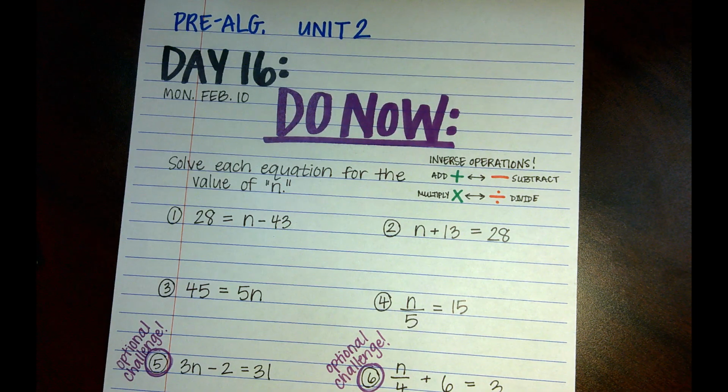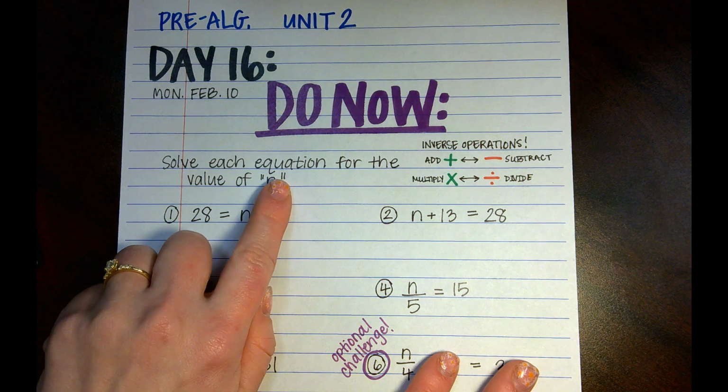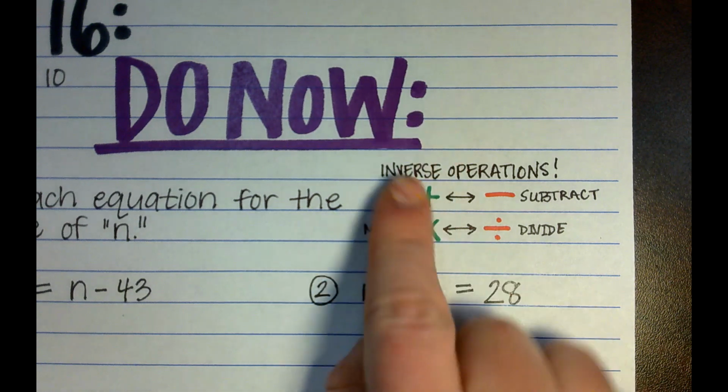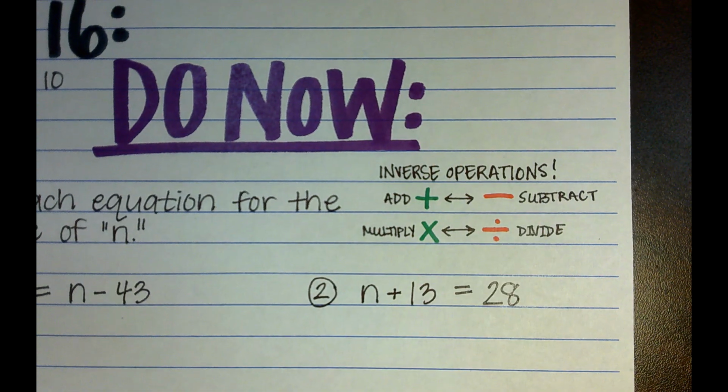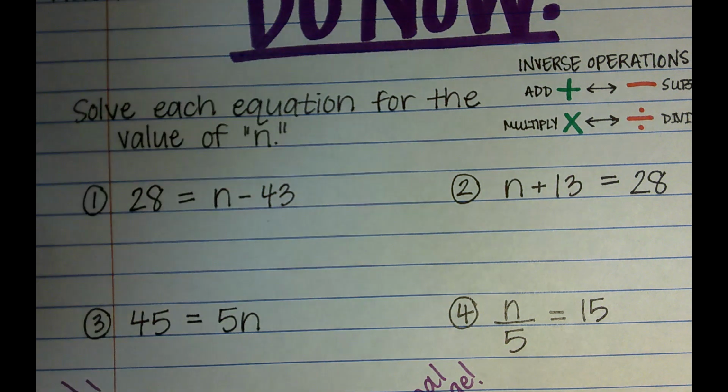And in our do now, I told you to solve each equation for the value of n. And then I put a little note at the top to remind us of our inverse operations. That's where if you see addition, we get rid of it by doing the opposite. We subtract. If we see multiplication, we do the opposite to get rid of it. We divide. And vice versa. We can flip-flop those when needed. So let's look at number 1.